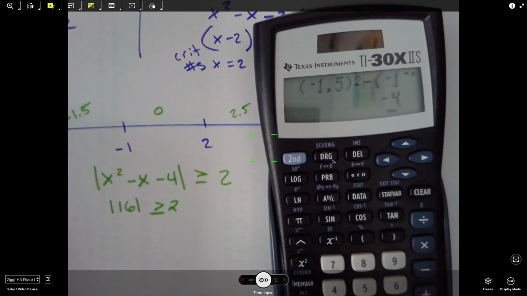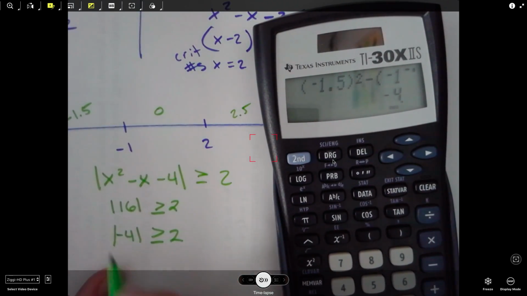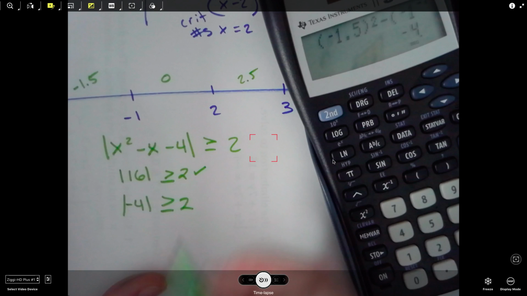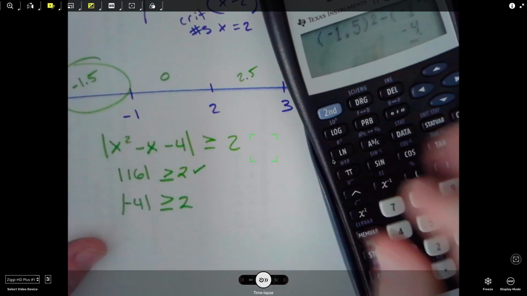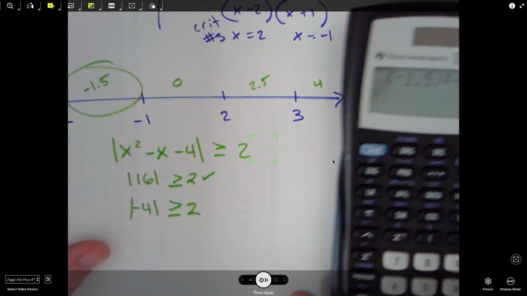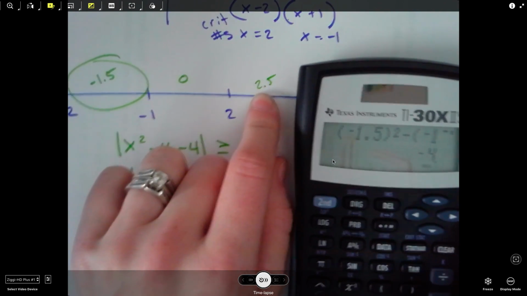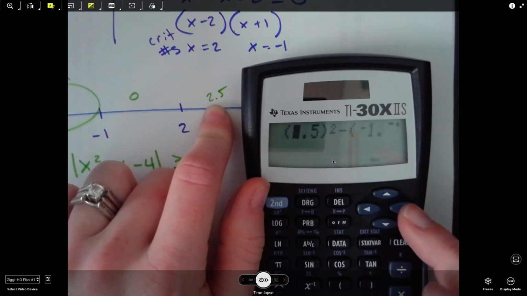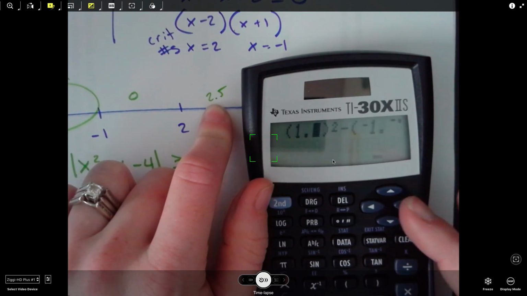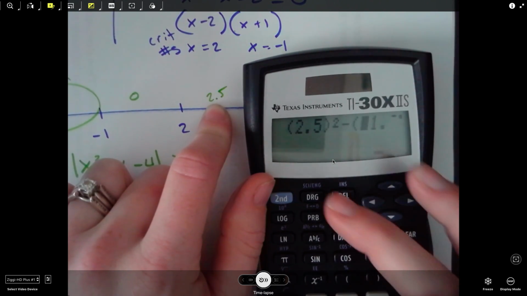Enter. -4. Absolute value. Is the absolute value of -4 greater than or equal to 2? Yeah. That one works also. Okay? Now let's do 0. Actually, let's do 2.5. We've already got a -1.5 in there, so I don't have to change too many things. I'm going to delete the negative and change that 1 to a 2.